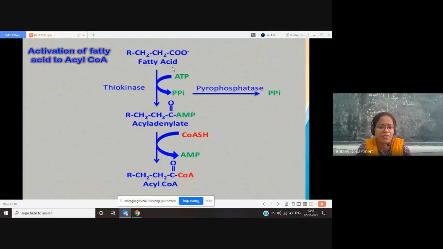Fatty acid is converted with the help of thiokinase into acyl adenylate. Here one ATP is utilized and inorganic phosphate is eliminated from the reaction. Now this acyl adenylate is converted to acyl CoA. So we have to remember, fatty acid is getting converted to acyl CoA with the help of ATP, with the help of coenzyme A, with the help of thiokinase enzyme.